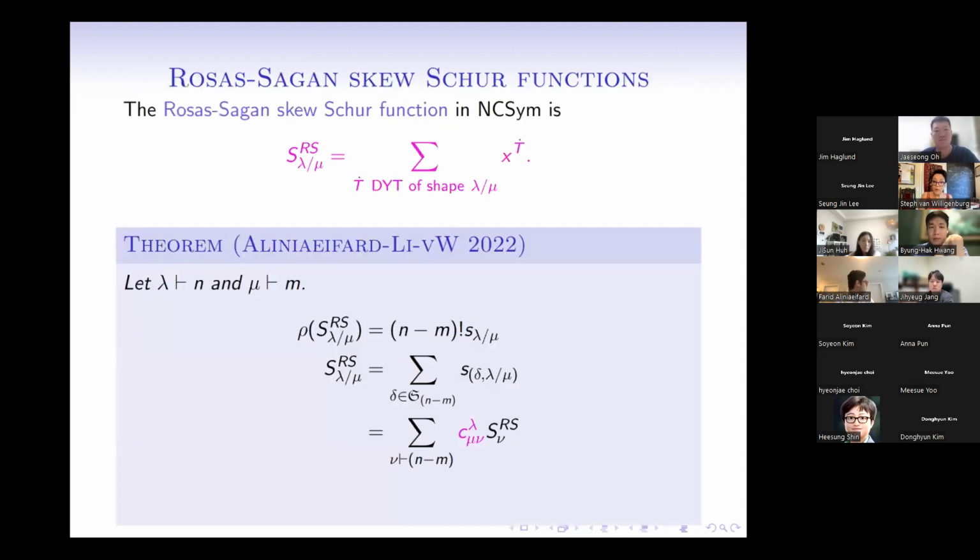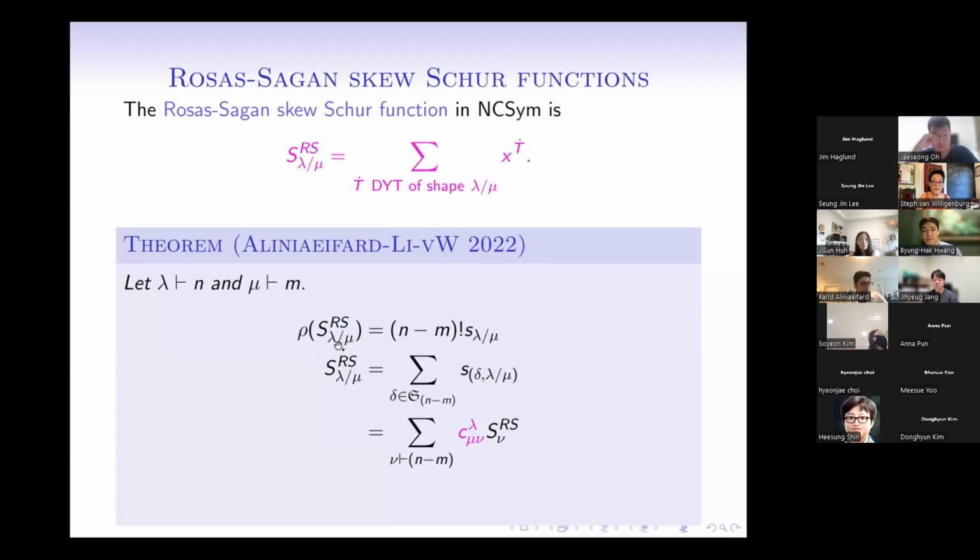And so now we're going to generalize our definition of Rosa-Sagan Schur functions to Rosa-Sagan skew-Schur functions in the natural way. What we're going to do is take those dotted tableau, but instead of them having shape lambda, we're going to have them have shape lambda skew mu. And then from then on, we're just going to do what we did previously. We're going to make the monomials corresponding to it, then add them all up.